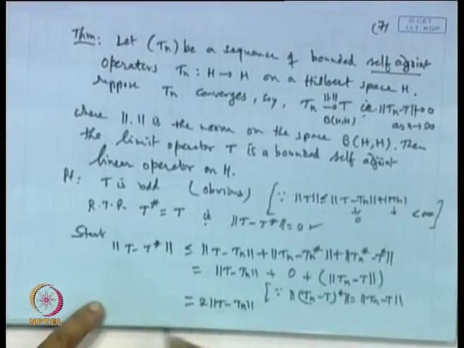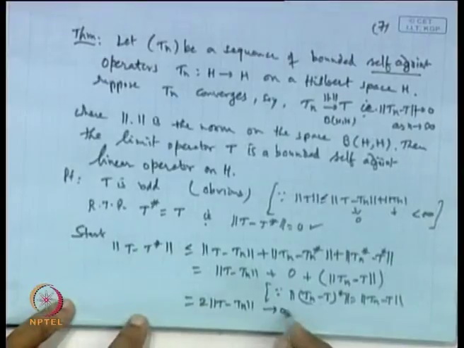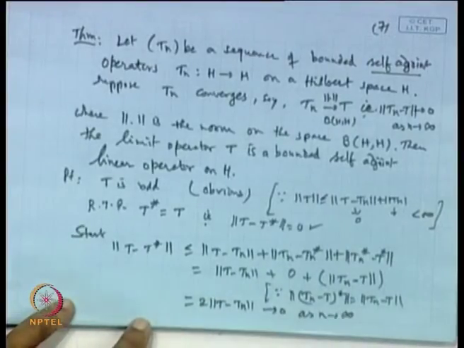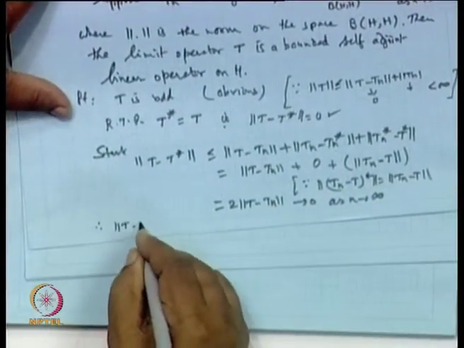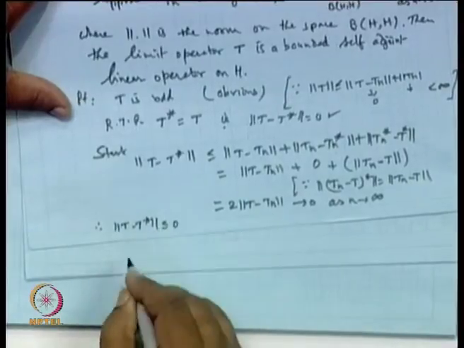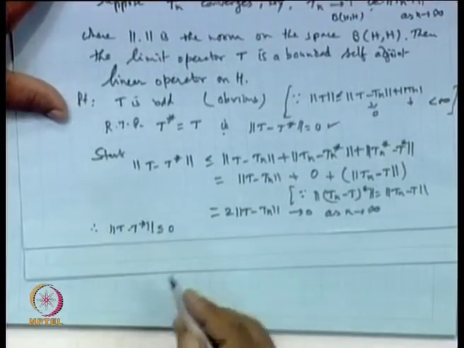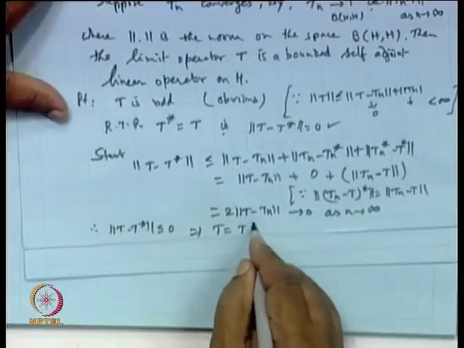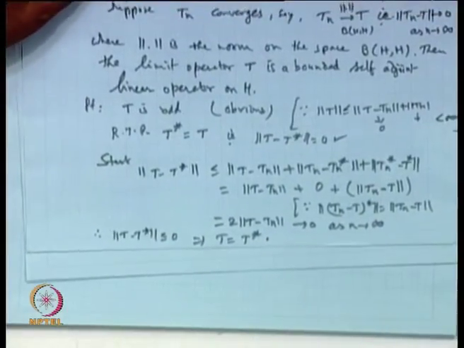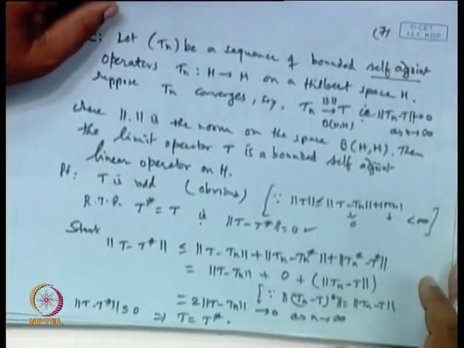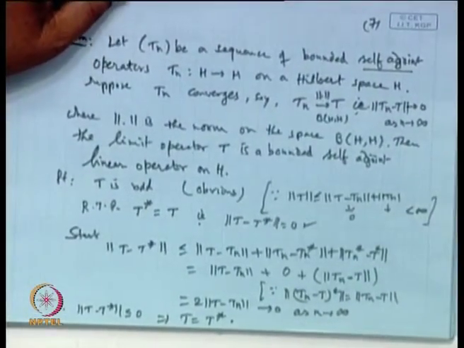Okay. Now this goes to 0 as n tends to infinity. Therefore, norm of T minus T star is less than or equal to 0. But norm cannot be negative. So this implies that T must be equal to T star. Okay. So self adjointness is proved. Yes, sir. Can you prove anything like this for the norm?